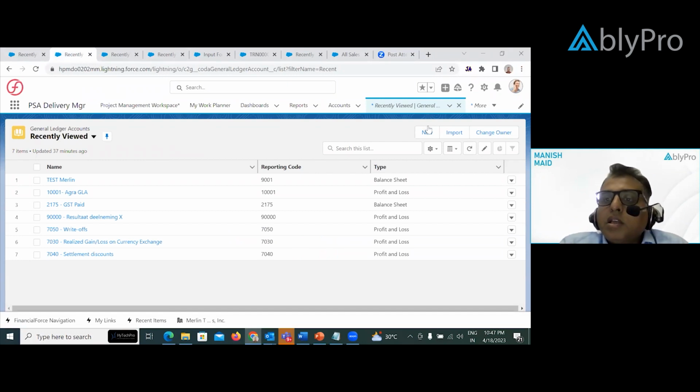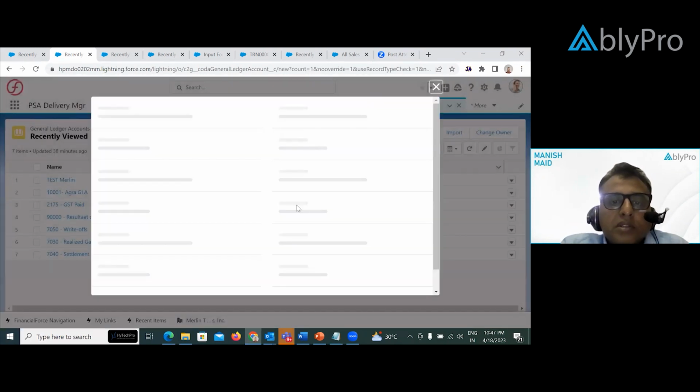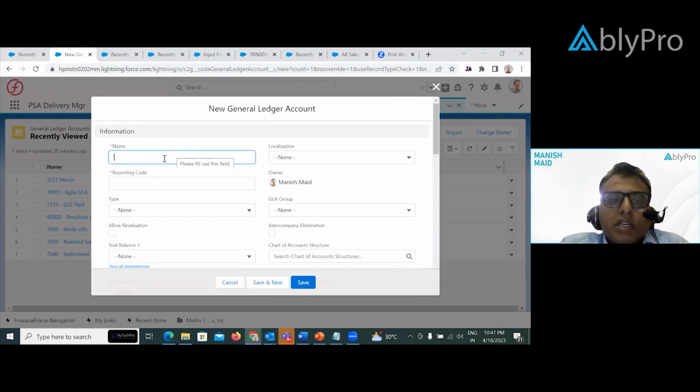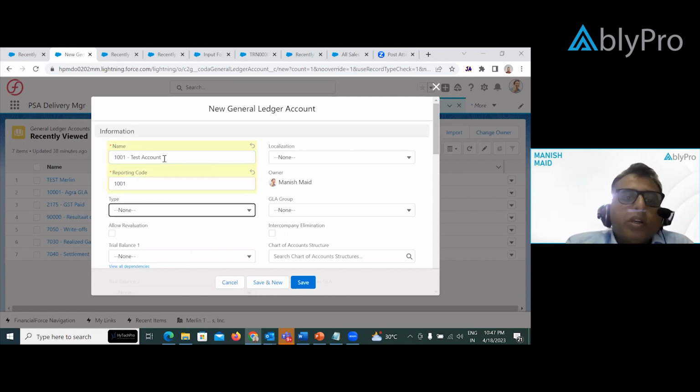So this is a list view of a general ledger account. Whenever we are creating a general ledger account, we can name it here, like 1001 test account, and we can put the reporting code. Reporting code is basically used to generate reports according to the reporting code, and it becomes easy to generate all your financial reports based on these reporting codes. So we are naming that general ledger account as 1001 test account. We select the main type.